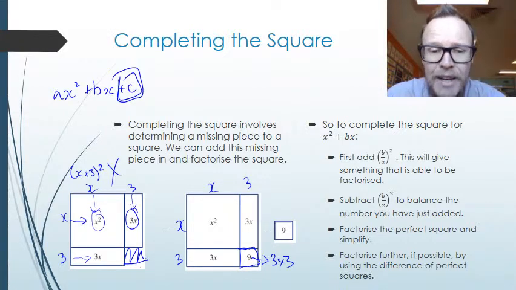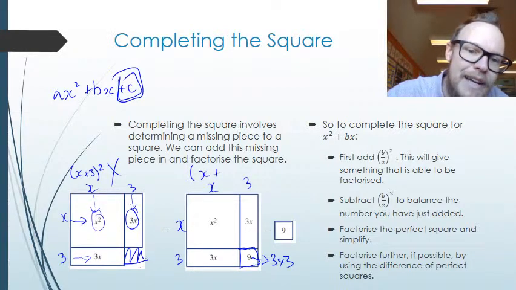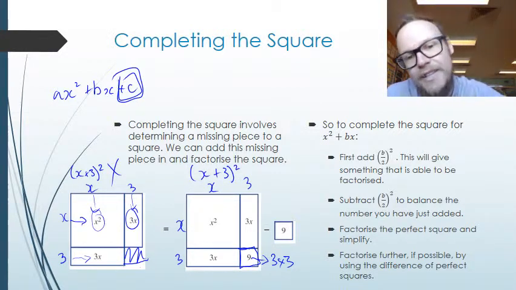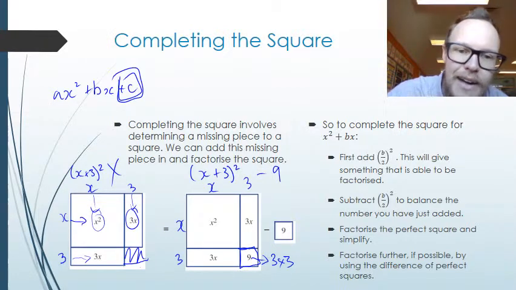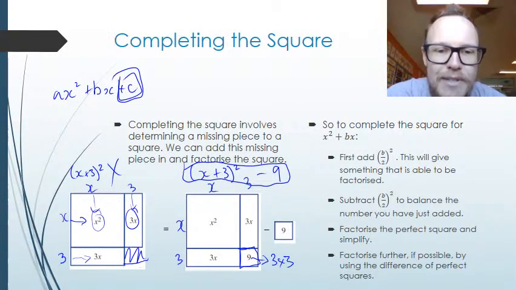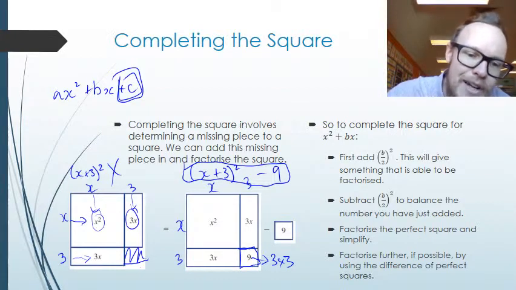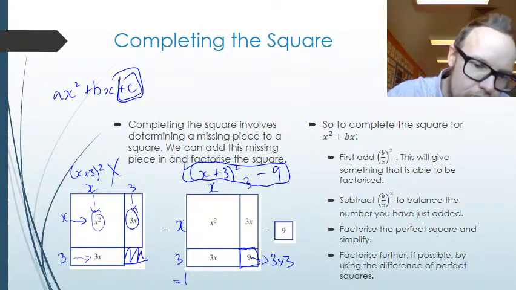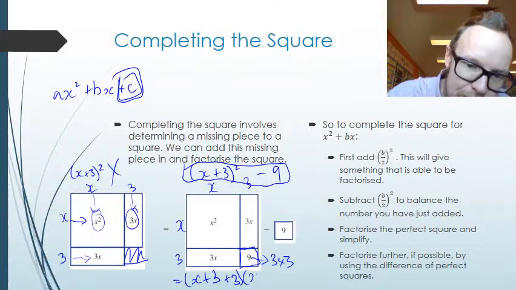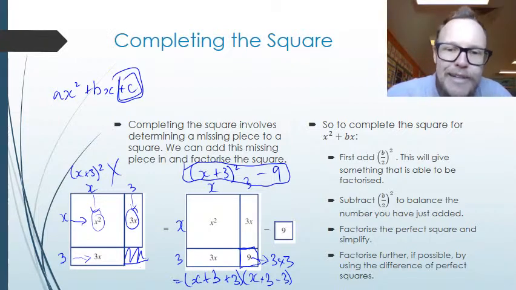Now the cool thing is we know we can factorise a difference of perfect squares. So we get our perfect square here, x plus 3 squared, and we're taking away 9. If we look at this, we can see it is a difference of perfect squares. So if I wanted to factorise that now, I can say that's equivalent to x plus 3 plus 3, because 9 is 3 squared, times x plus 3 minus 3. And we can simplify that and we get it in a factorised form.